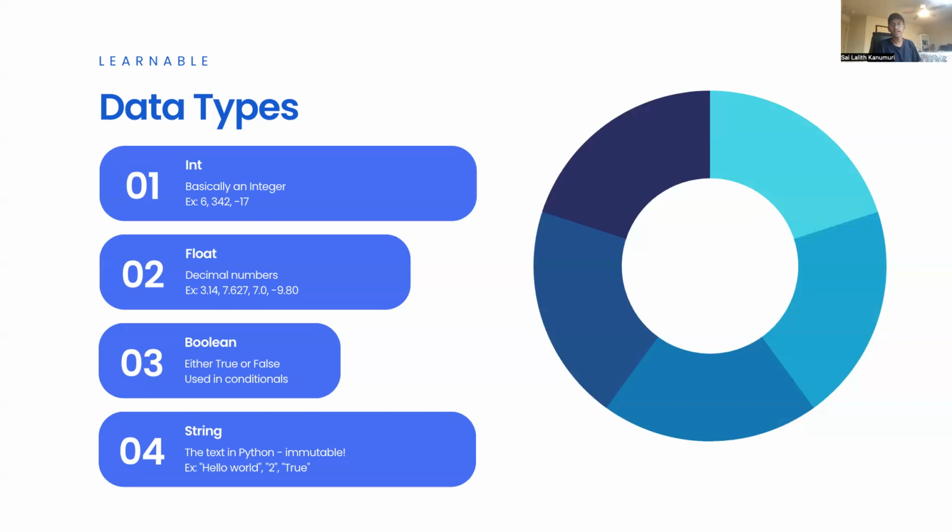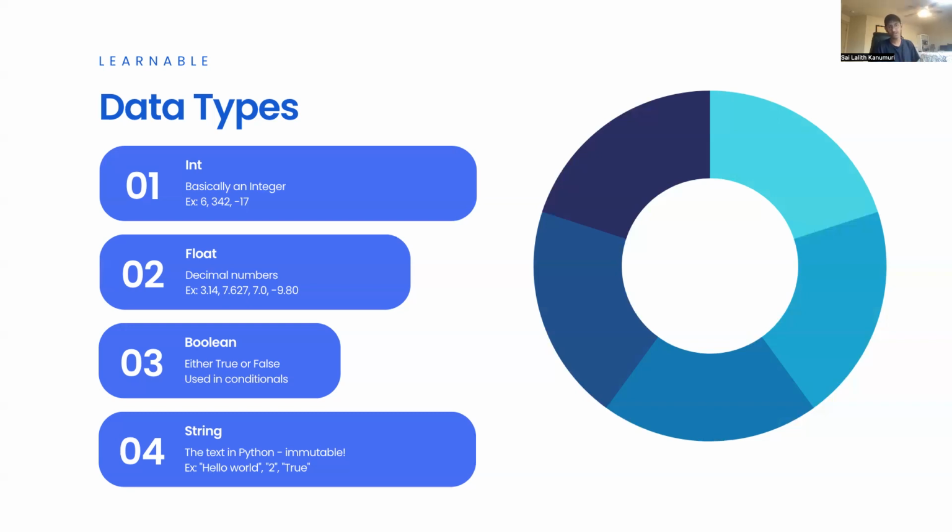Next is a float, and floats are basically your decimal numbers. Float includes 3.14 or pi, 3.627, 7.0, and -9.80. So basically, anything that has an integer, a point, and then some value is a float. No matter if it's positive or negative, just like an int.